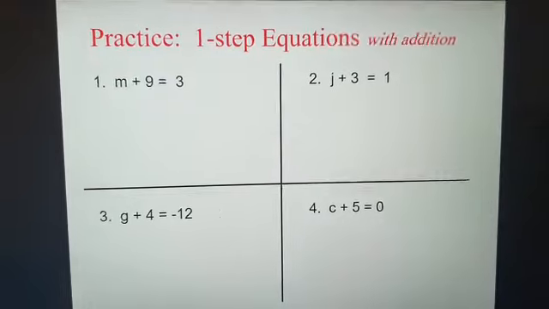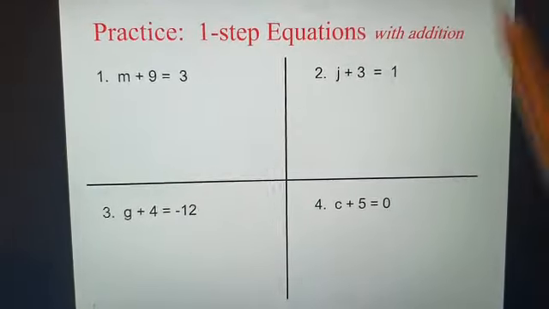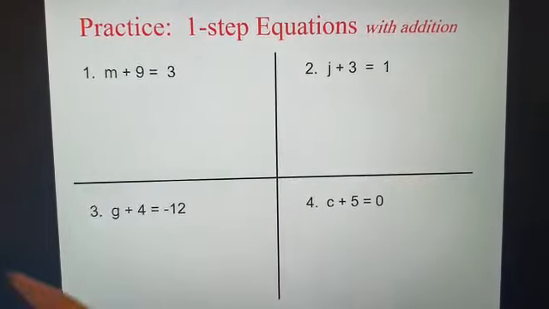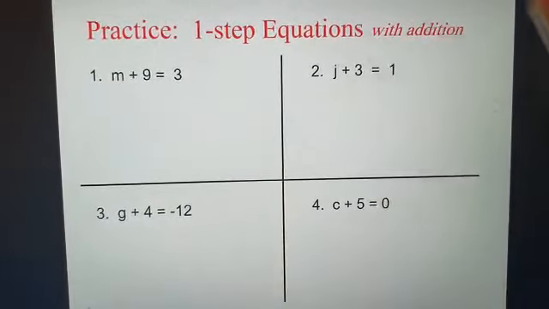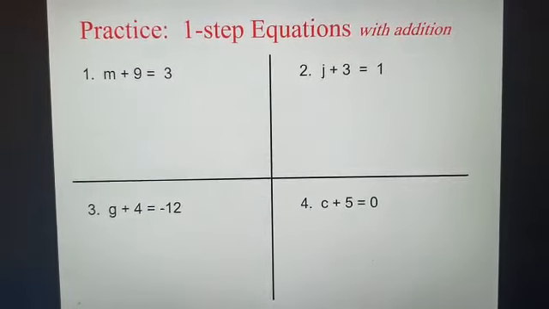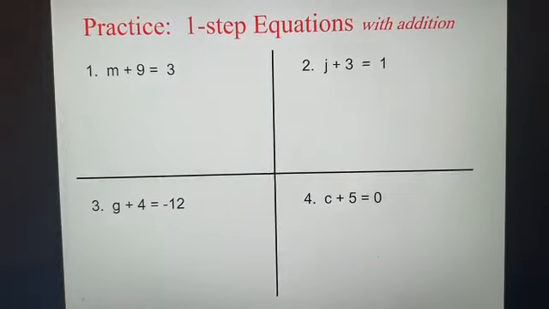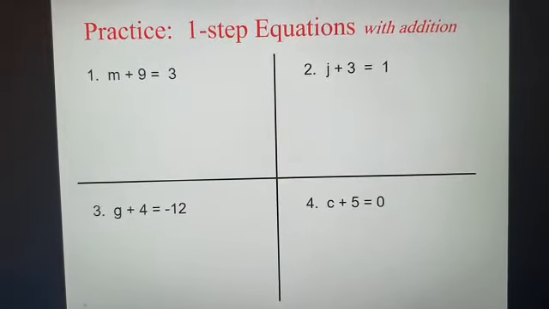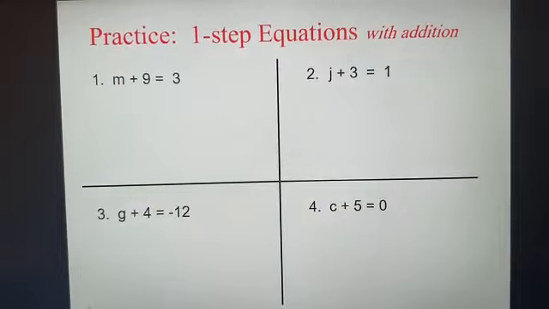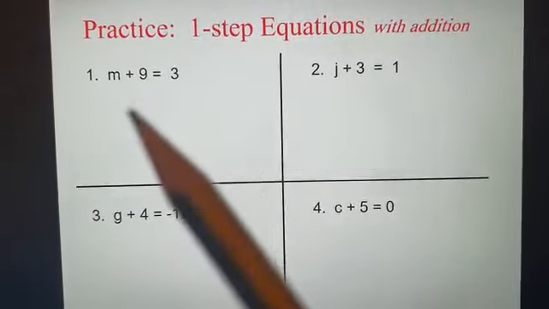Next examples. We have different examples here. We will start with the first one. m plus 9 equals 3. So if I want to solve this addition equation, I will use the subtraction property. So I will subtract 9 from both sides.